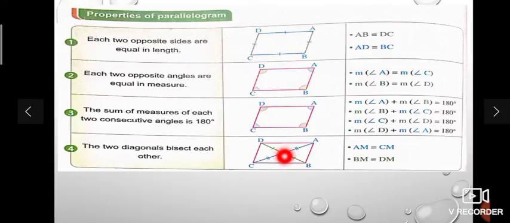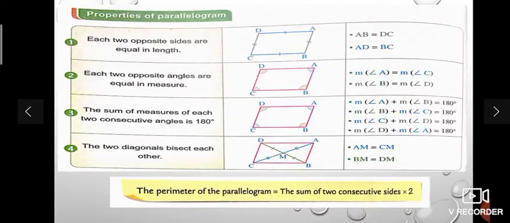Then AM equal MC and DM equal MB. Next, the perimeter of parallelogram equals the sum of two consecutive sides times 2, like the perimeter of rectangle.